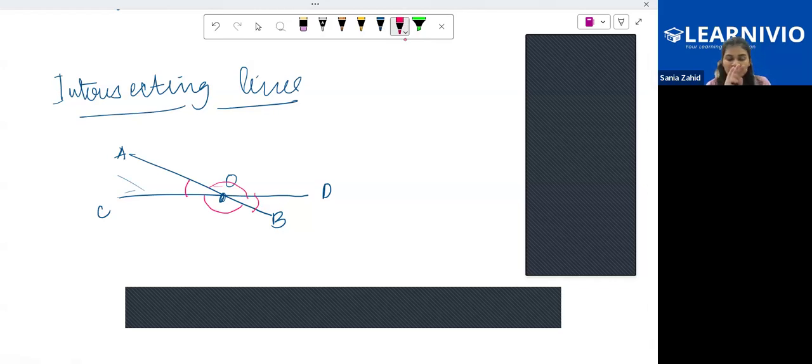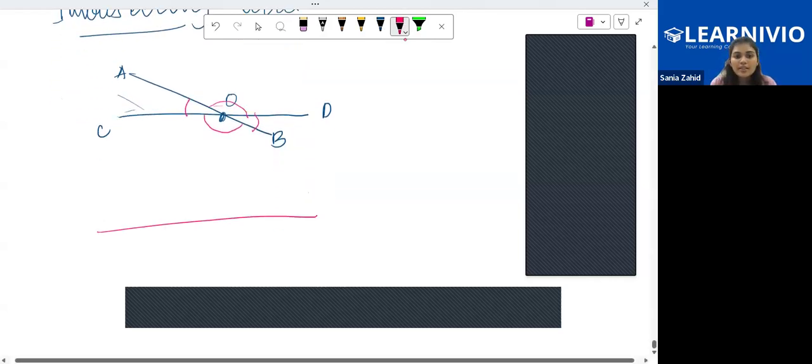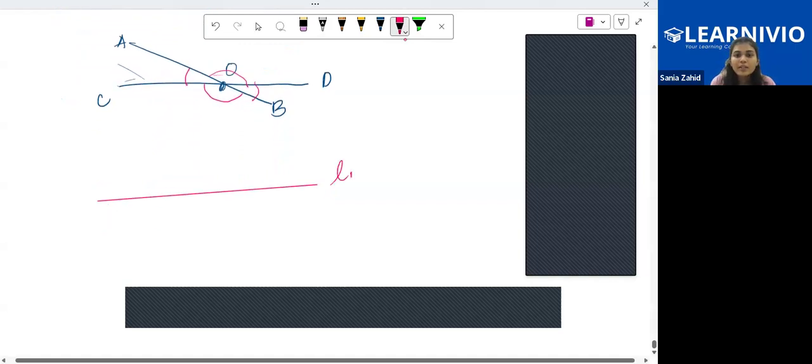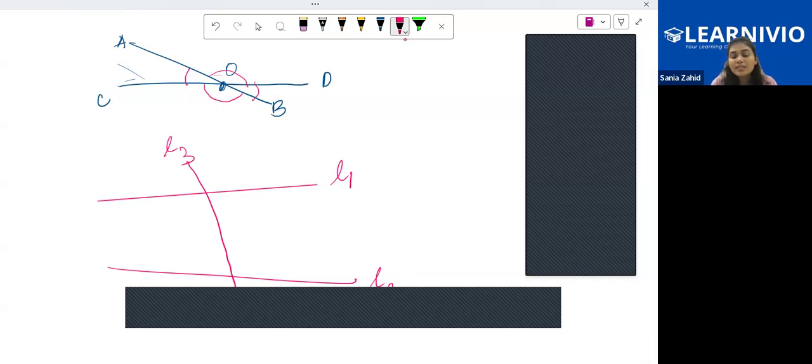Now, what is a transversal? A transversal is when you have two lines, this is line one and this is line two. They can be parallel or non-parallel; it's not necessary for them to be parallel. And then you have one line over here, line number 3. Line 3 is known as a transversal. Why? Because it cuts two lines which are in the same direction, and it is a line in another direction.